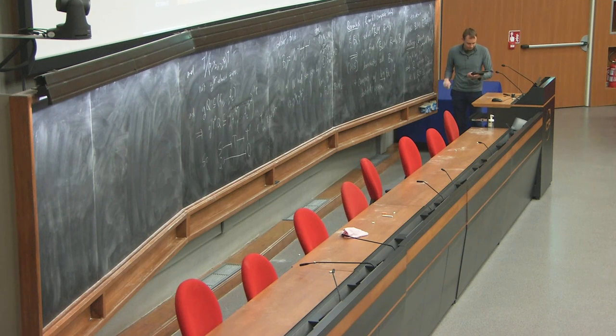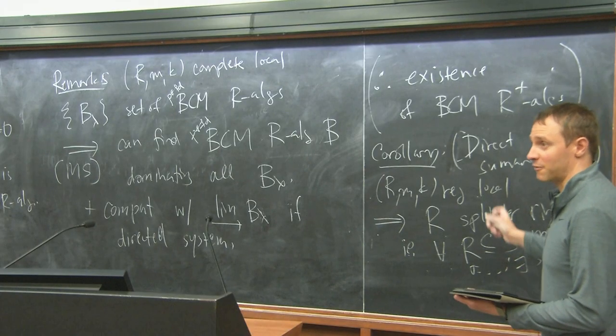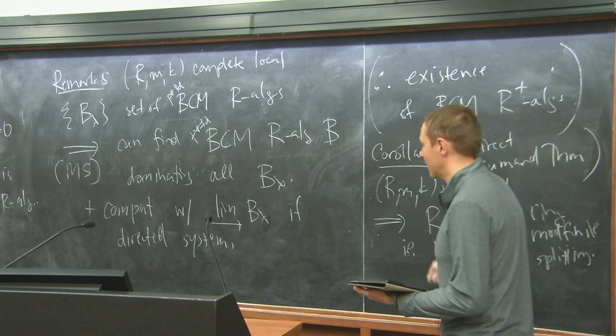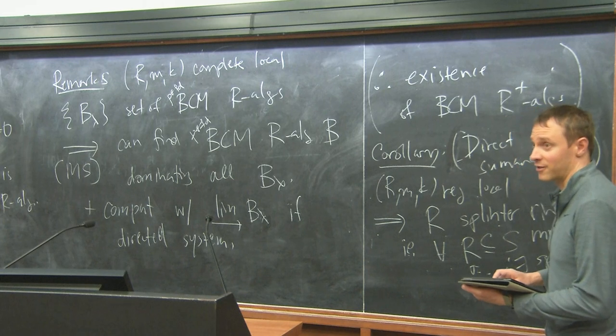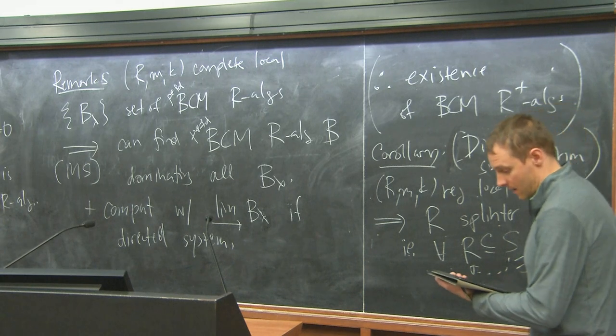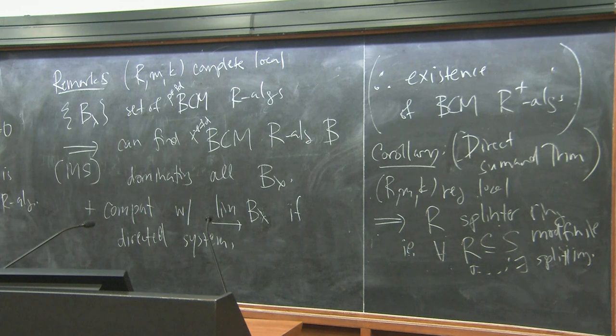So for instance, it was shown by myself and Rankeya Datta that if you take a local ring, it's a splinter if and only if its completion is a splinter, assuming the ring has geometrically regular formal fibers, right? But in general, the statement fails. Okay? But let's finish with the proof of the corollary.